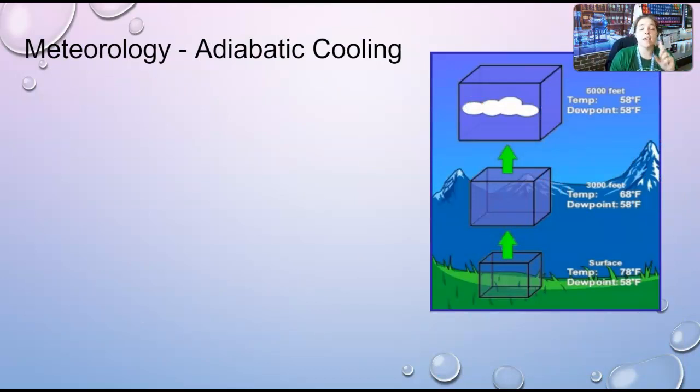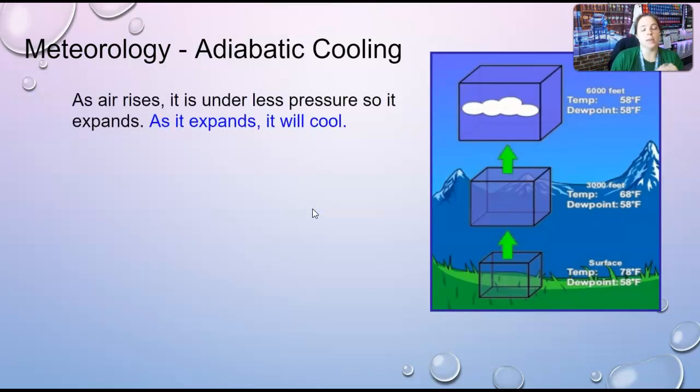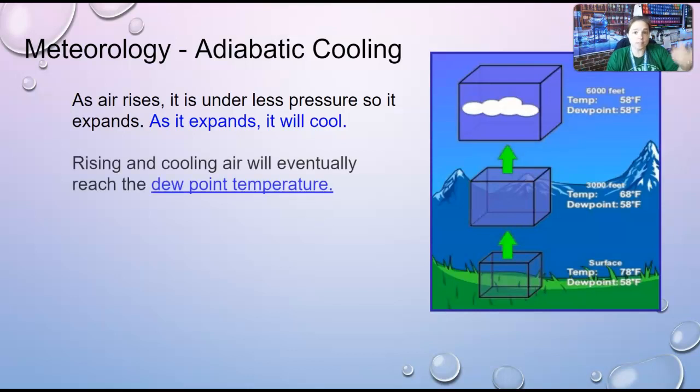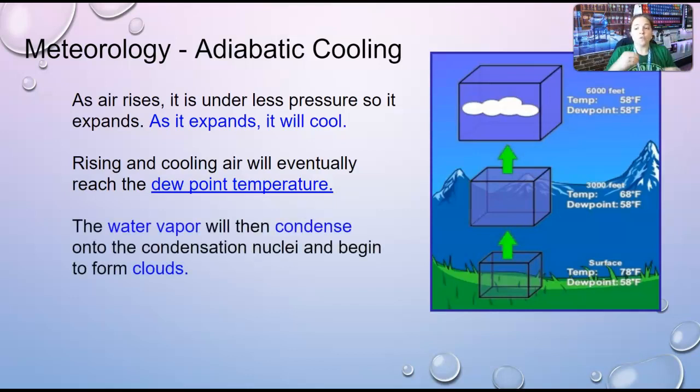And then we have this thing called adiabatic cooling, which also helps to form clouds, which then form rain. And the cycle goes on and on and on. So what is adiabatic cooling? Well, as air rises, because it's under less pressure, less dense, it's not as compact anymore. It starts to expand as it rises. And as it expands, as it rises, it cools. And once it hits that dew point temperature, all that water vapor will start to condense back onto the condensation nuclei, forming clouds.